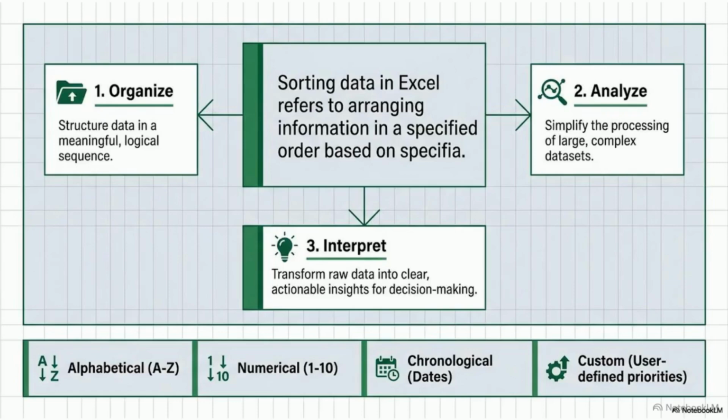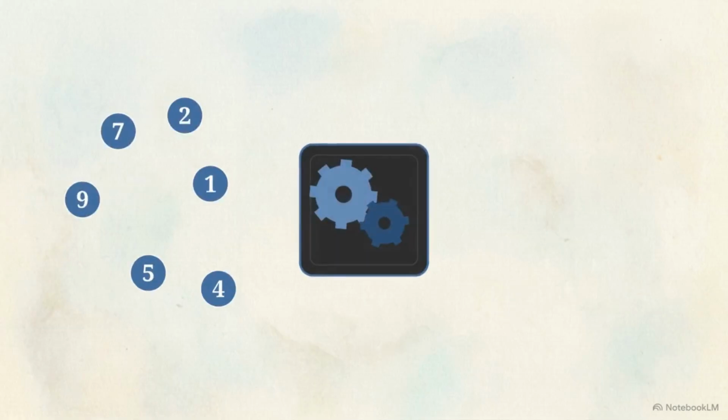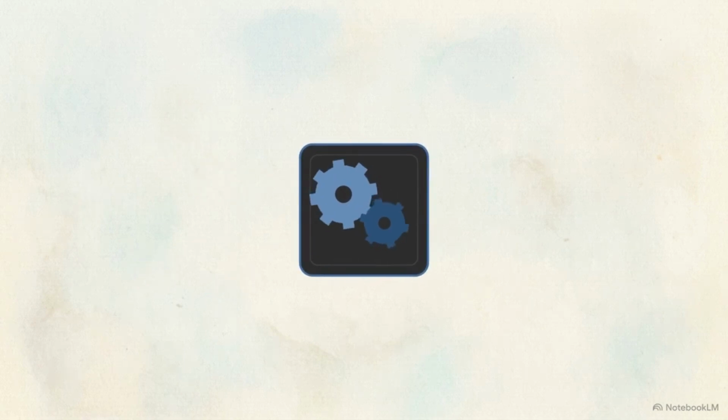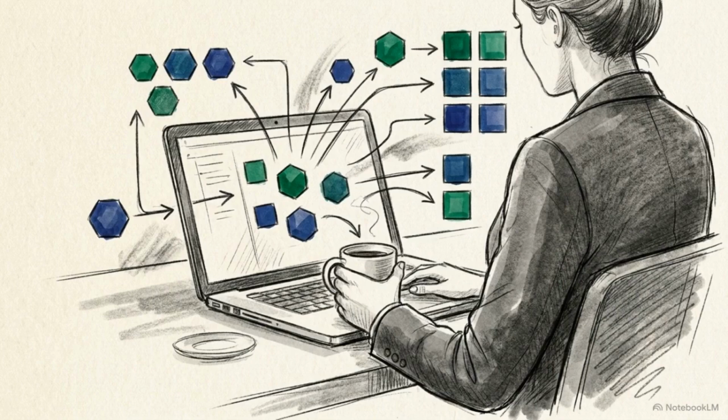The top section of this flowchart breaks down handling data. Organize it into a logical sequence, analyze the simplified dataset, and interpret those insights. Excel uses 4 logic patterns, shown across the bottom. Arrange data alphabetically, numerically, chronologically, or by custom priority. By applying these frameworks, you let the machine handle the heavy lifting of pattern recognition, freeing up your brain to actually use the data.